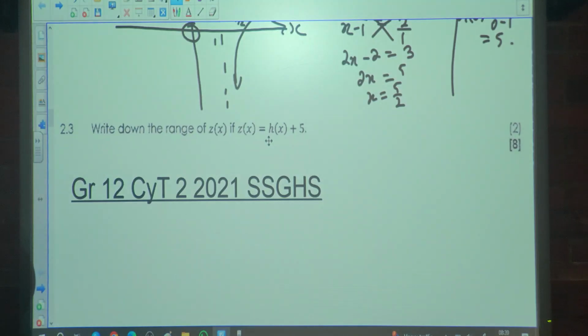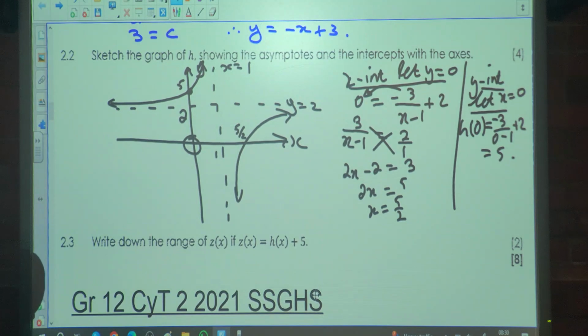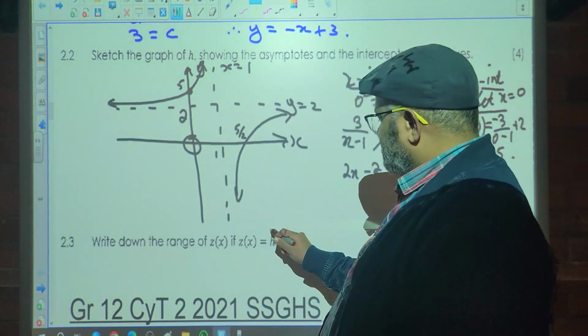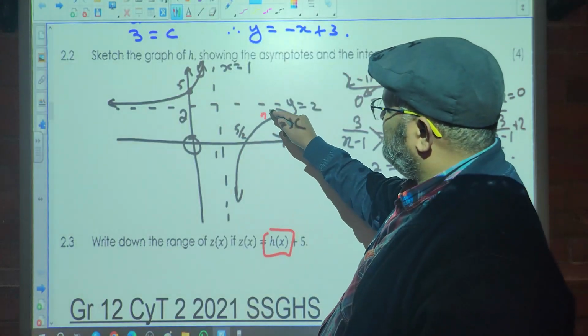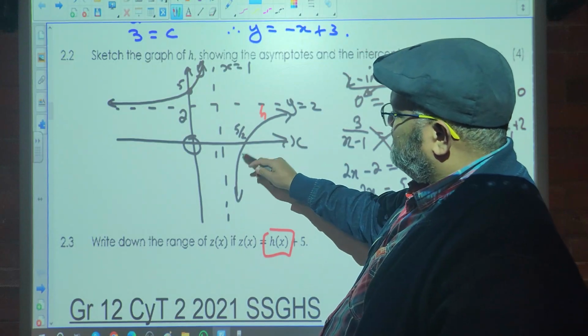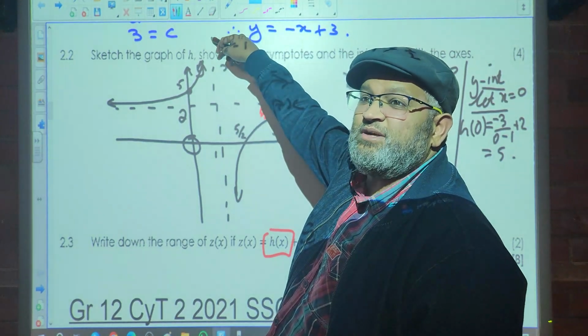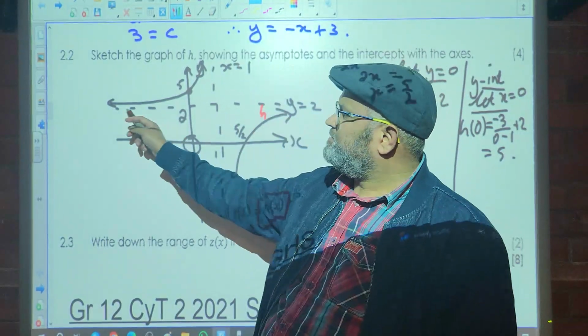Write down the range of z of x, if z of x is equal to h of x plus 5. People, what is the range of h of x, which is this function here? What's the range? It's going negative infinity to positive infinity. So y is an element of all real numbers. But y is not equal to?